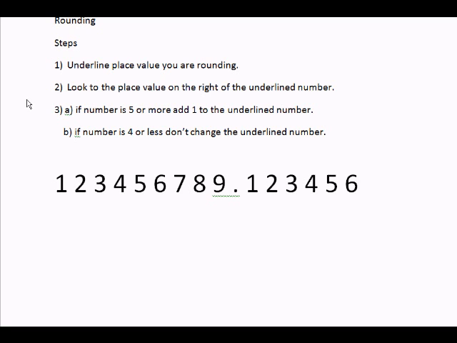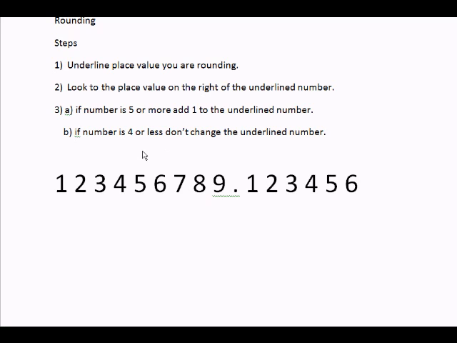Okay, so here are the steps for rounding numbers. Underline the place value you are rounding to. Look to the place value on the right of the underlined number. If the number is 5 or more, you add 1 to the underlined number. And if the number is 4 or less, you don't change the underlined number.